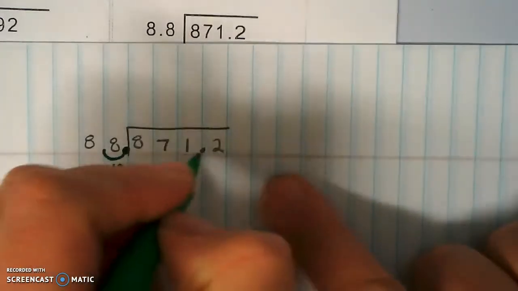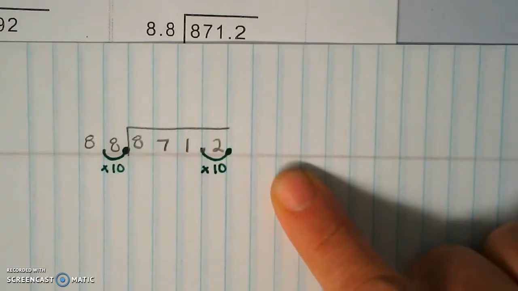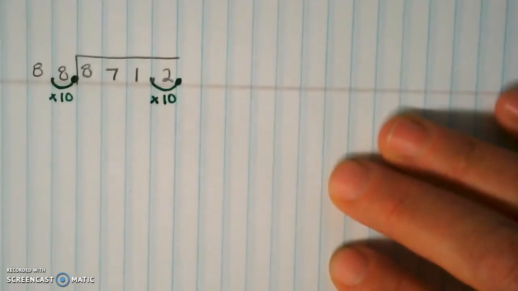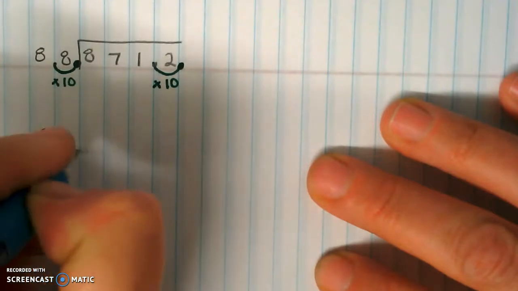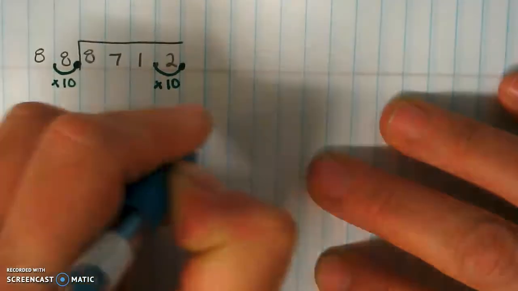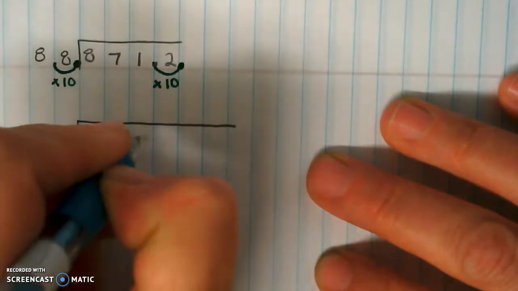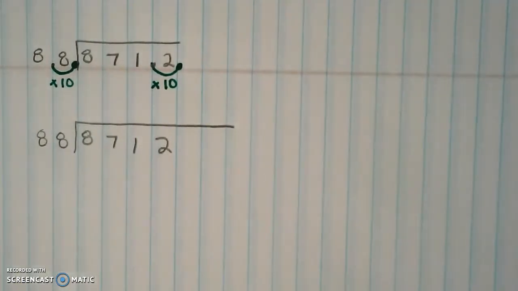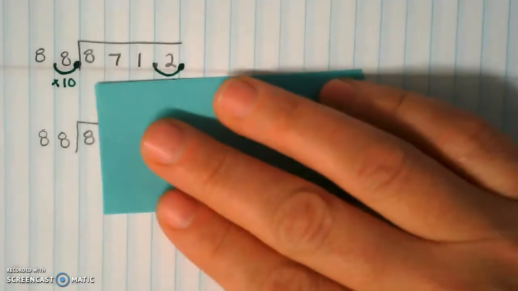Well, whatever we do to the divisor, we have to come over here and do the exact same thing to the dividend. So I'm going to multiply that number by 10 as well. So now I'm going to go right underneath, and I'm going to rewrite that problem without the marker showing where I'm multiplying by 10. So I have 88, and I want to see how many times I can take that away from 8,712.